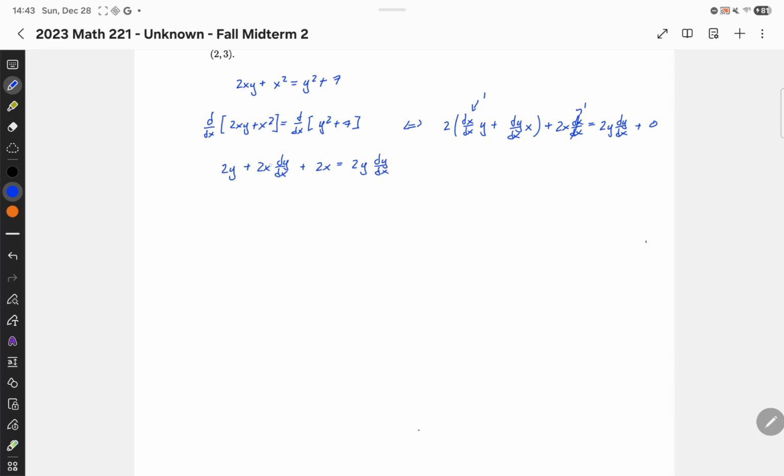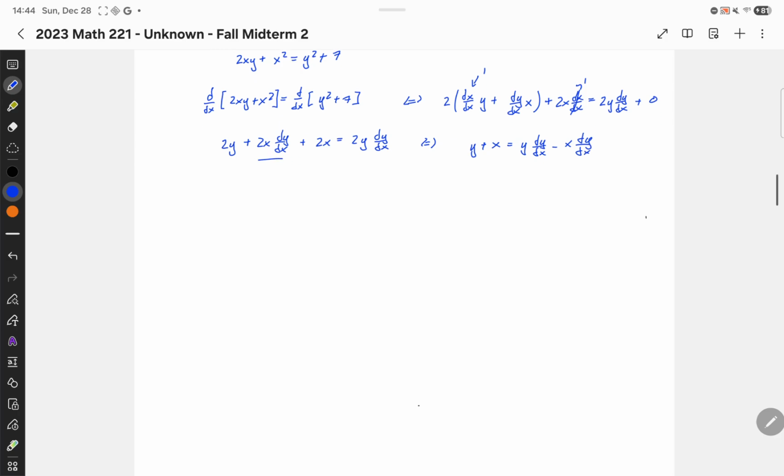Now let's go ahead and move this 2x dy/dx to the other side, because we're going to want to factor. While we're at it, we can see all of these terms have a 2, so let's cancel those out by multiplying everything by 1/2. This will give us y plus x, and on the other side, y times dy/dx minus x times dy/dx. So I did 2 steps there: I moved this term to the other side, and I divided everything by 2.